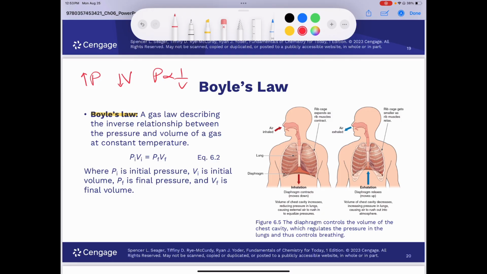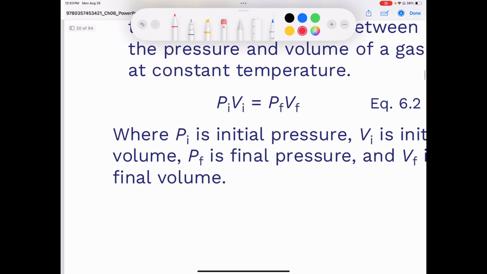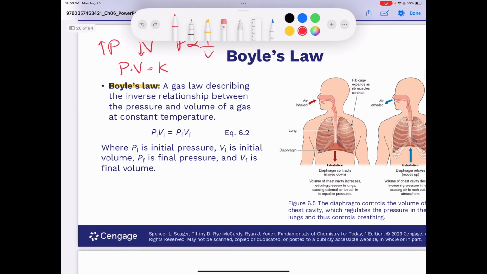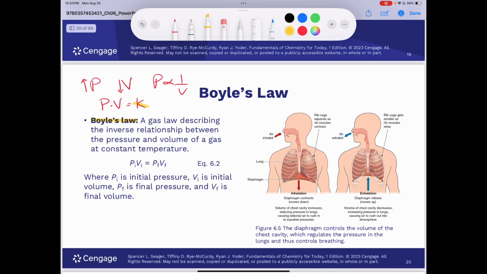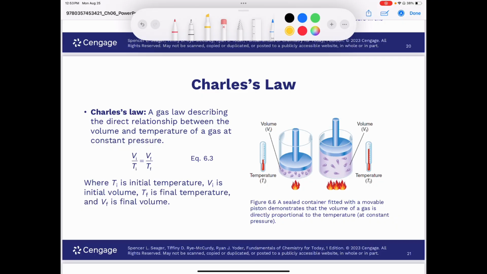What that means is if I take pressure and multiply it by volume, I'm going to end up with a constant. I'll just call that K. So if we take an initial pressure and multiply it by an initial volume, it's going to be equal to our final pressure multiplied by our final volume, because this constant K is not going to change. You can see that demonstrated here with the diaphragm and how it controls the volume of the chest cavity. Now that we've covered Boyle's law, let's take a look at Charles' law.